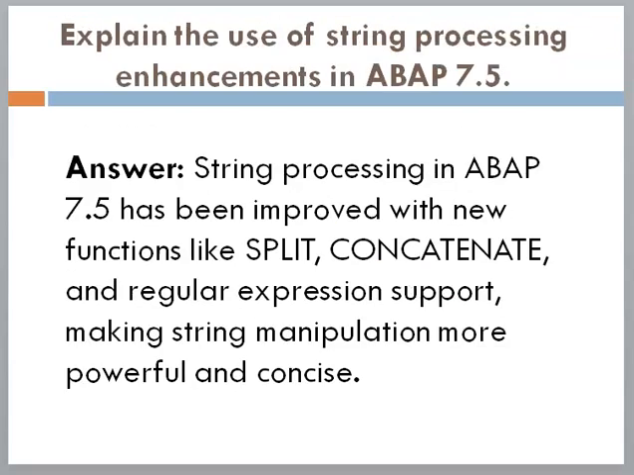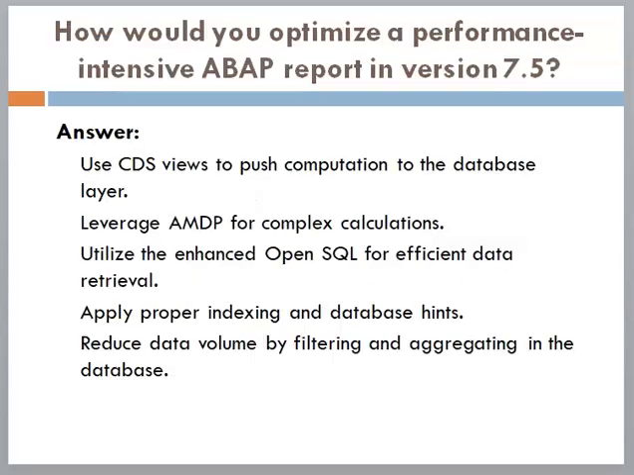Explain the use of string processing enhancement in ABAP 7.5. Answer: String processing in ABAP 7.5 has been improved with new functions like split, concatenate and regular expression support, making string manipulation more powerful and concise.